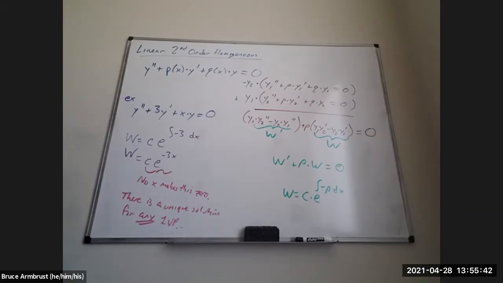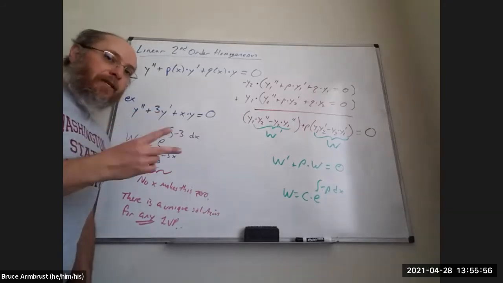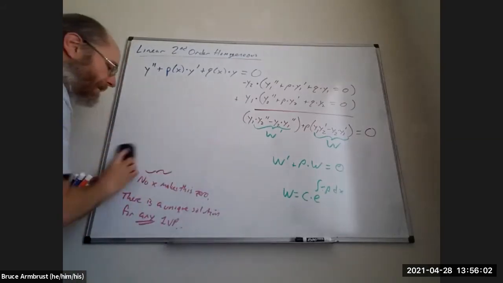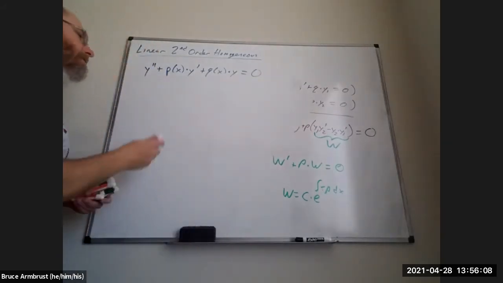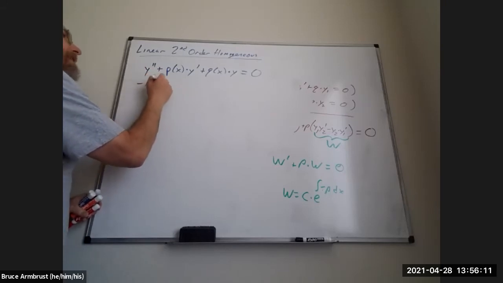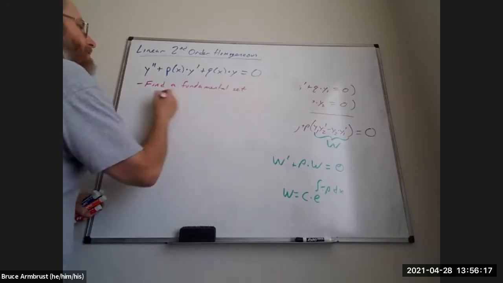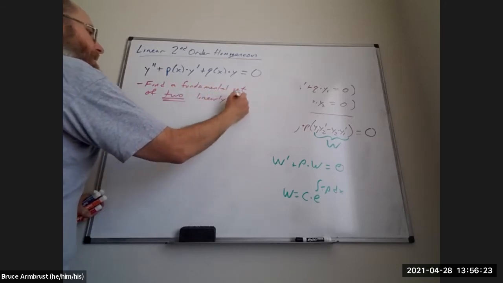Okay, so there's a little bit more about the theory here. And again, to kind of tie this back to linear algebra, what we're doing is we're finding a basis. And it's always going to require two functions. All right, so at the end of the day, this is what we really need to know when it comes to finding these things. Right? We need to find a fundamental set, and it's going to be of two linearly independent functions.